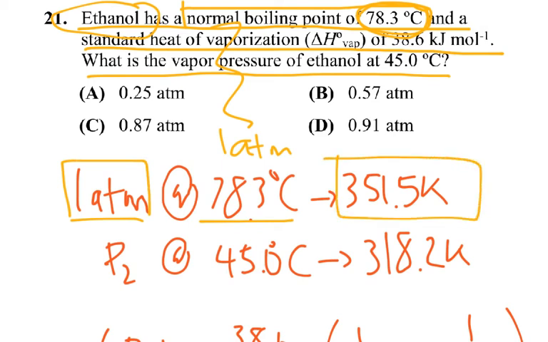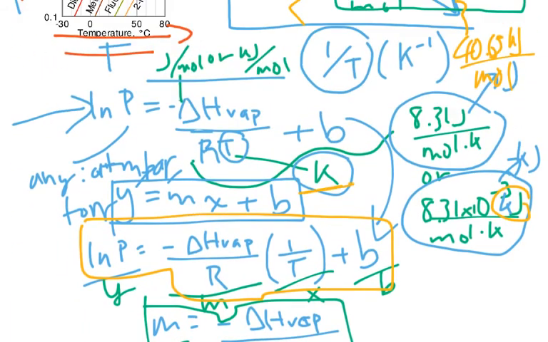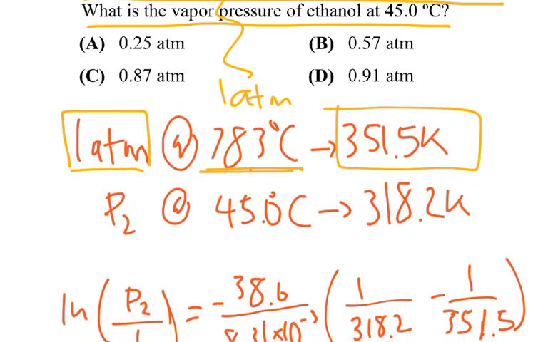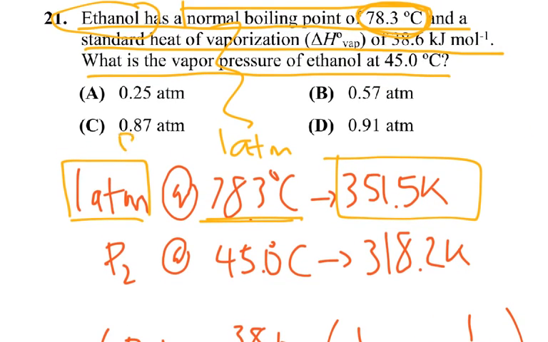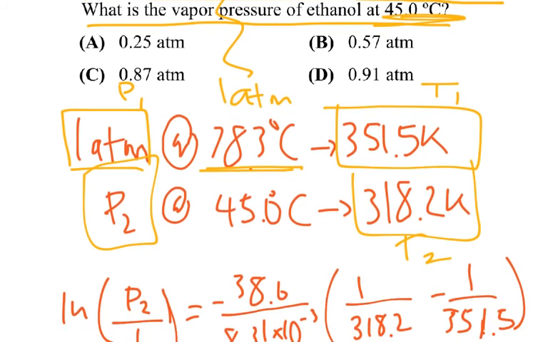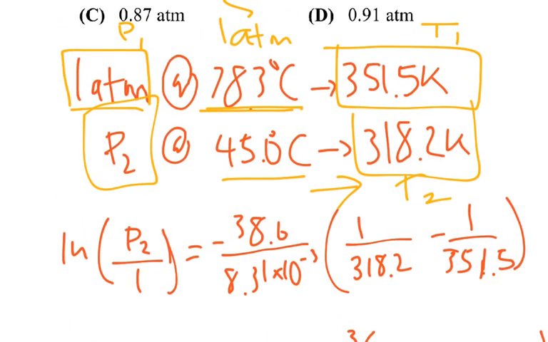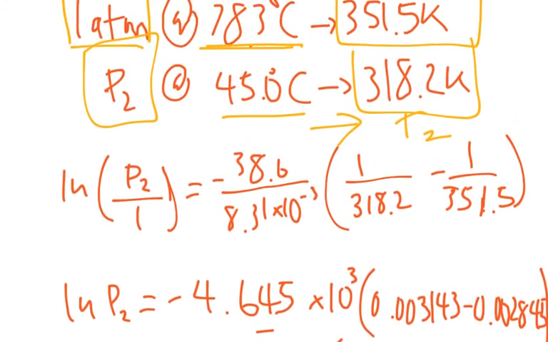351.5 Kelvin, because remember, the equation that we talked about uses Kelvin and not degrees Celsius, so we gotta use Kelvin. And what's our second point? So we have our P1 and our T1. Now, what's our P2? Well, we don't know what that is. Now, what's our T2? Well, it wants the vapor pressure at 45 degrees Celsius, so this would be T2, and I had to convert it to Kelvin, of course. And all you do from there is simply use this wonderful equation down here to do the work.